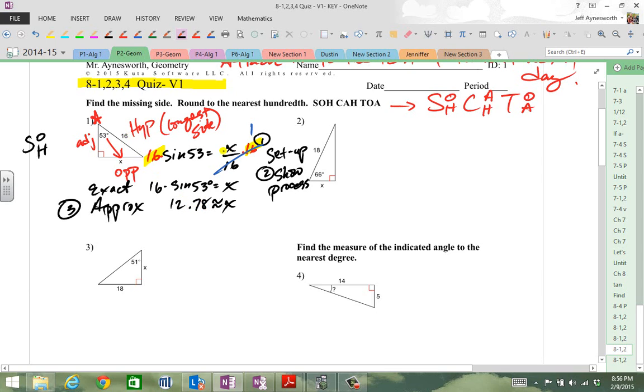So one thing you got to do is you got to set it up, step 1. Step 2, you got to show process. Tell me how it's done. Step 3, get the exact and get the approximate by using your calculator. Pretty simple. All right, so let's change things up.